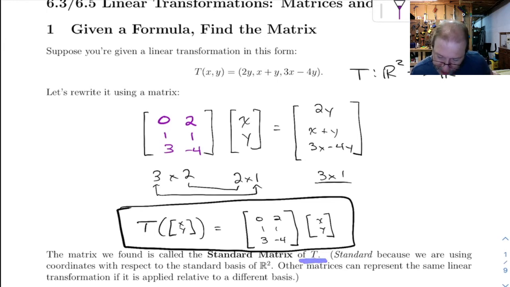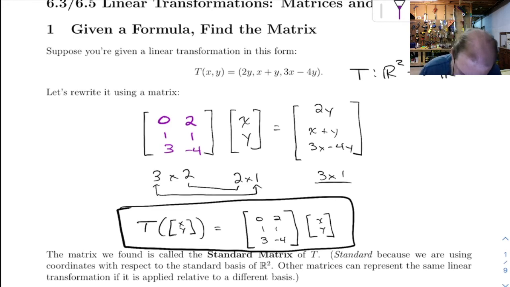Now, this matrix is called the standard matrix of the linear transformation. And it's called that because we're using the coordinates here. They're all with respect to the standard basis. You can represent the same linear transformation with respect to a different basis, and that would have a different matrix. But really, all we're going to look at here is just the standard matrix for these things.